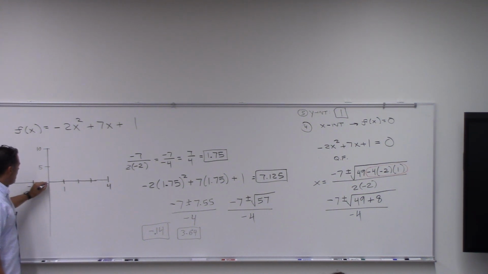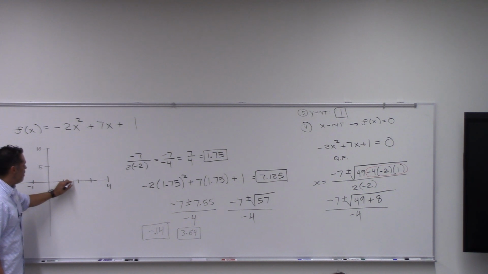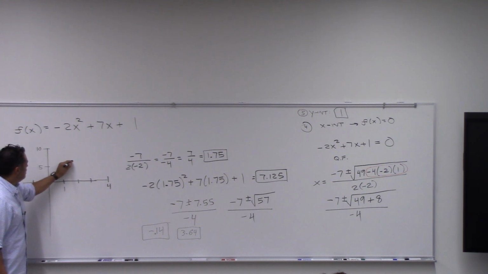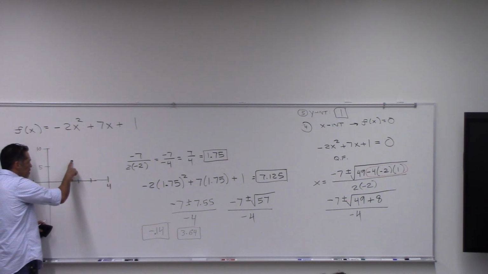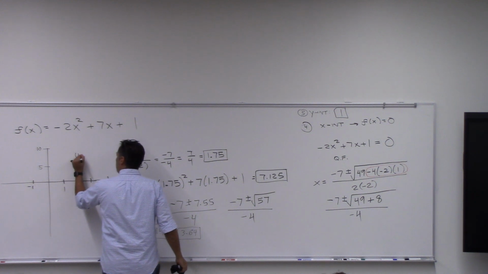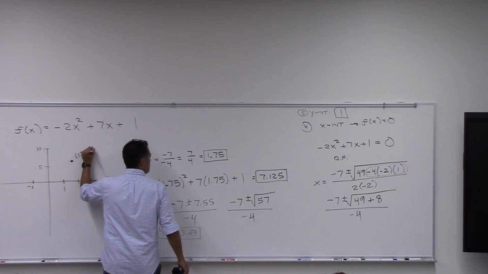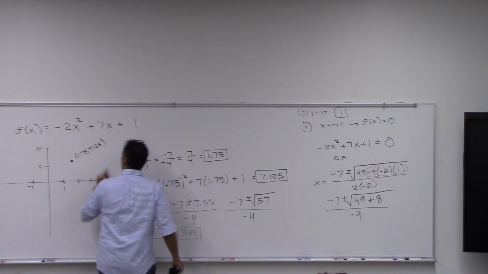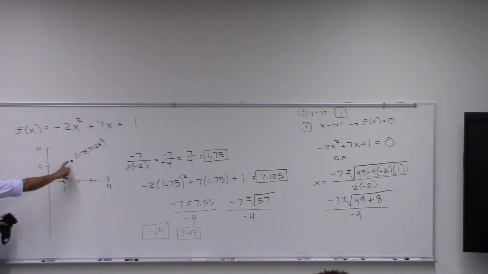Vertex. Go to the right 1.75. I go up 7.125, about right there. How do I know that that's 7.125? Well, because you're going to write next to that point 1.75, comma, 7.125. And that way I know that you have the right point, right? That's your vertex.